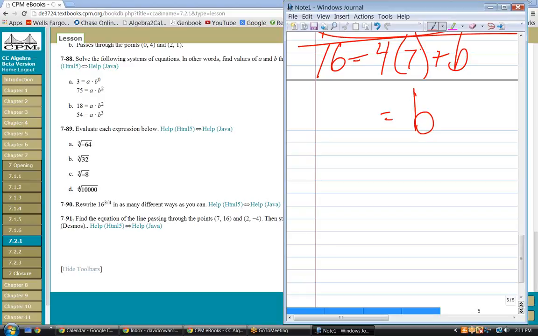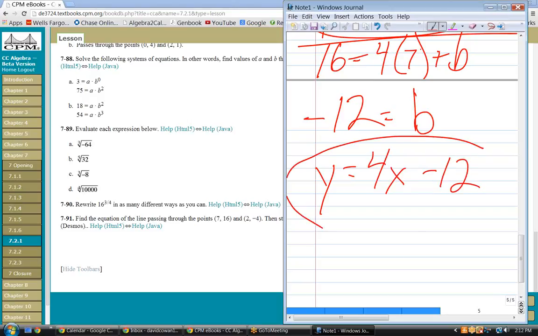It's a negative number. Negative 12. So now, what is our specific equation for this problem? What's the slope? 4. What's b? Negative 12. Notice that the specific equation still has an x and a y in it.